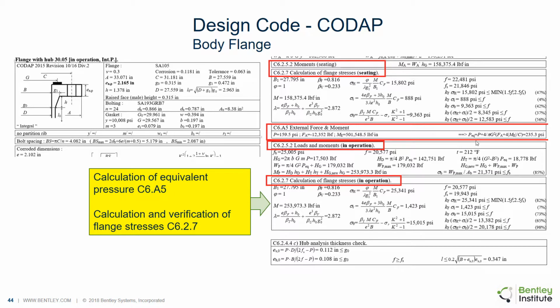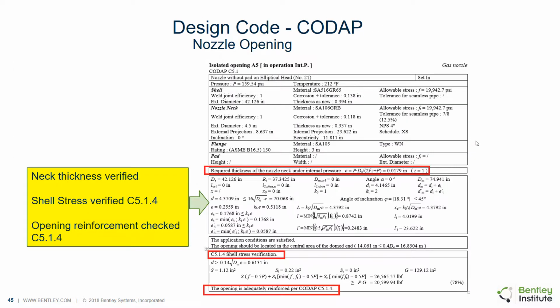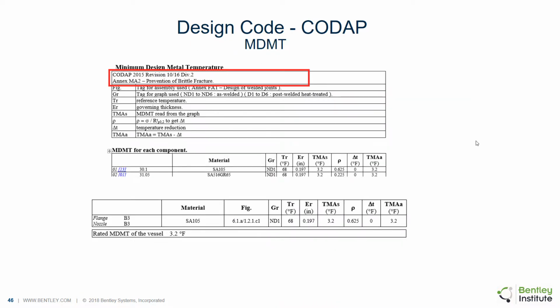The body flange calculations in CODAP are similarly presented as in ASME Appendix 2. Calculations of flange stresses in operation are calculated as per C6.2.7 and verified against code allowables. The stresses are also represented as percentage of allowables. Hub thickness analysis is performed as per C6.2.4.4. The nozzle opening calculations constitute verifying the neck thickness and shell stress verification as per C5.1.4. MDMT calculations are done based on Appendix MA2. The rated MDMT is calculated.